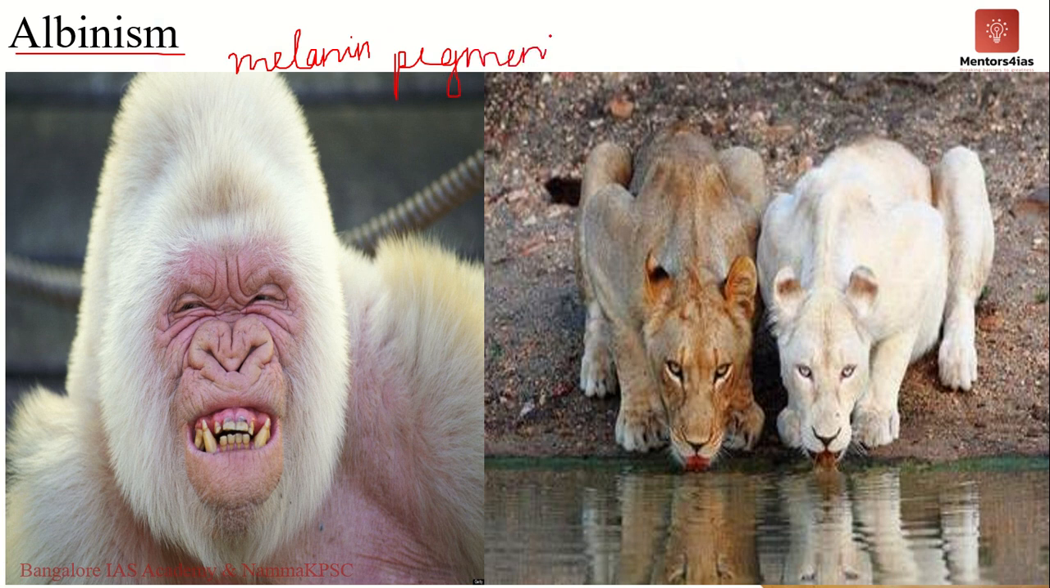You can see this here in a gorilla or in a lioness on the right hand side, and you can compare it with a normal lion which is able to produce melanin. This lioness, due to mutation, is not able to produce melanin, and therefore it has very light coloration.